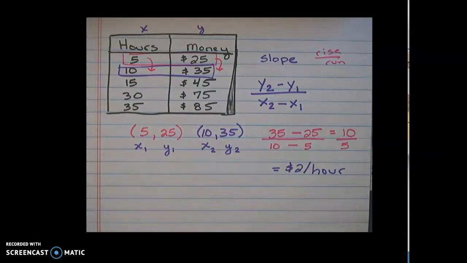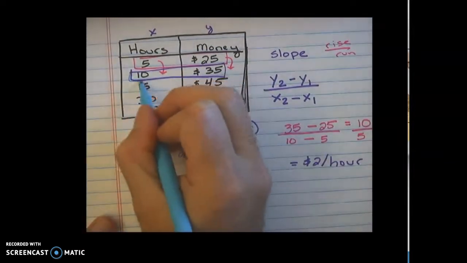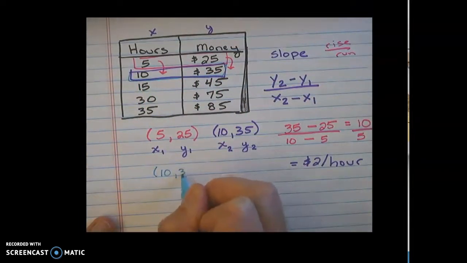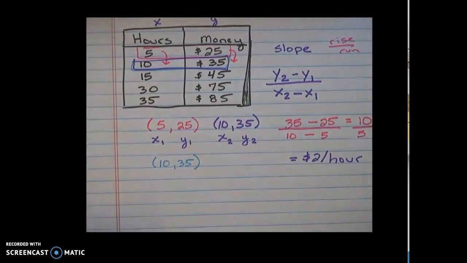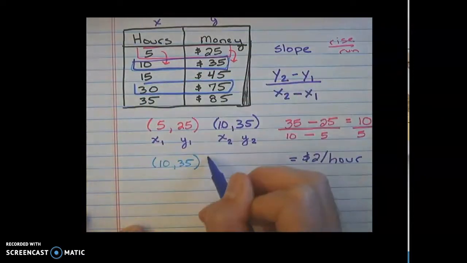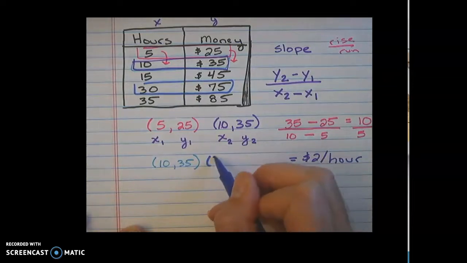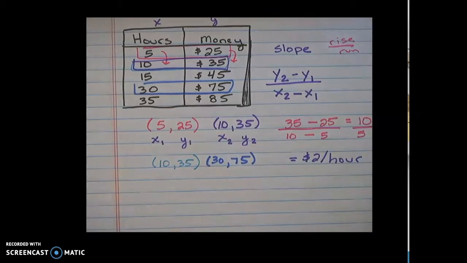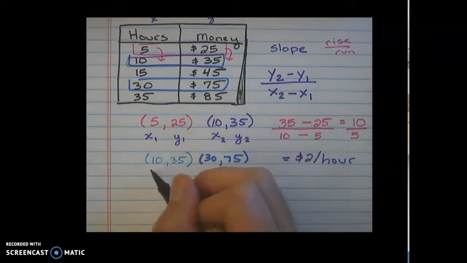So if I pick some different points, let's pick the 10, 35 again. So I'll start with the 10, 35 again. But this time, let's pick a different set of points to go with it. Let's pick the 30, 75 to go with it. So in 10 hours, he made $35. In 30 hours, he made $75. Let's do that y2 minus y1 again and find our slope.